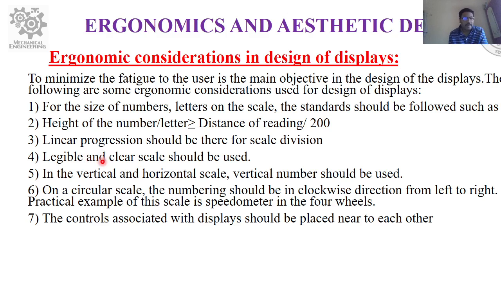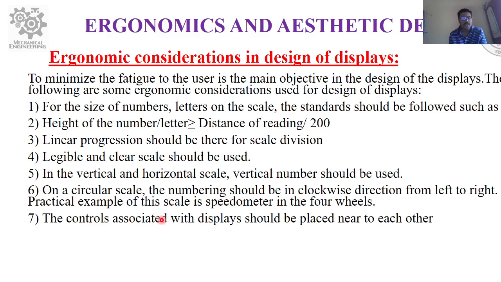A legible and clear scale should be used. In the vertical and horizontal scale, the vertical number should be used. On a circular scale, the numbering should be in the clockwise direction from left to right. A practical example is the speedometer in four wheelers. We are observing that it should be shown very clearly here.